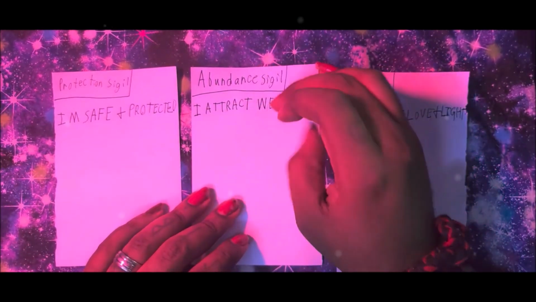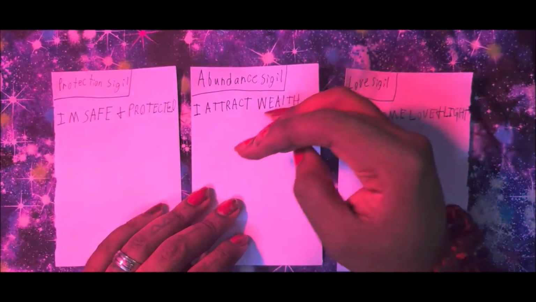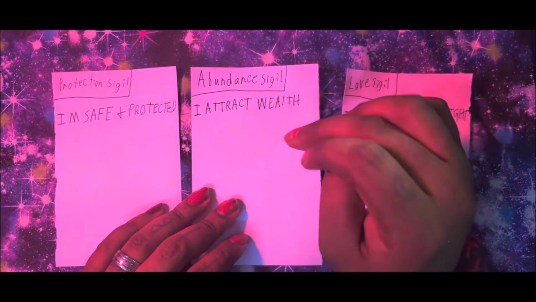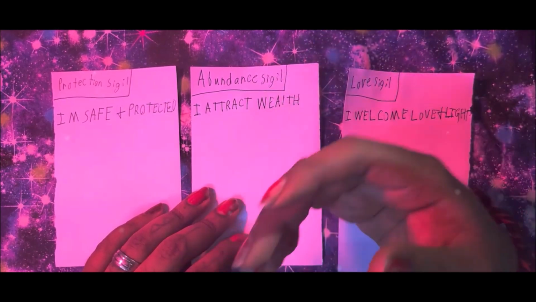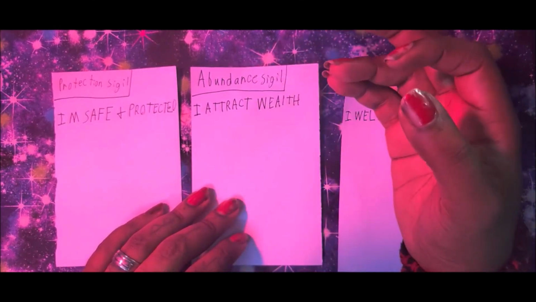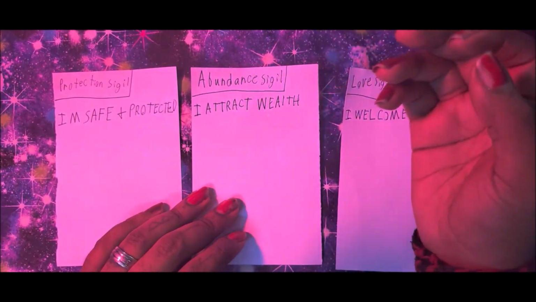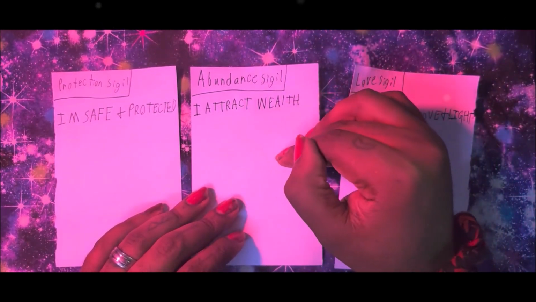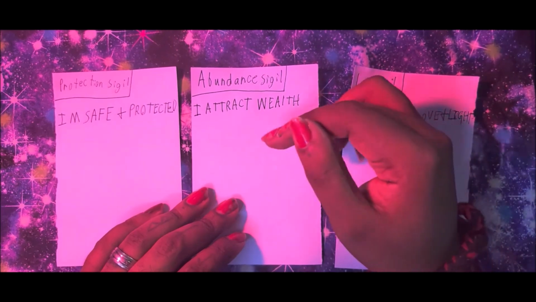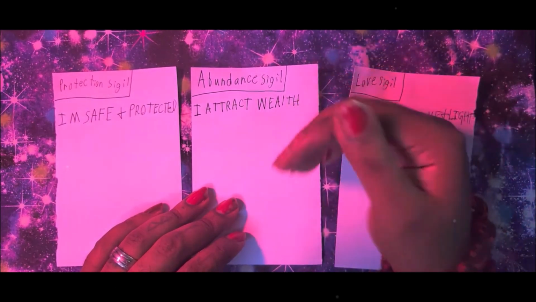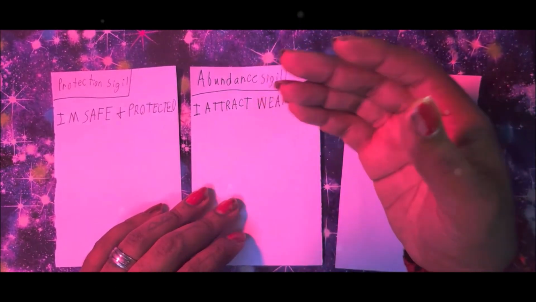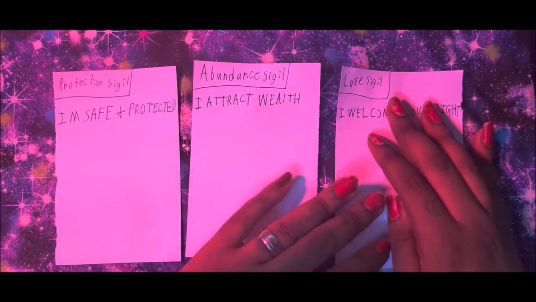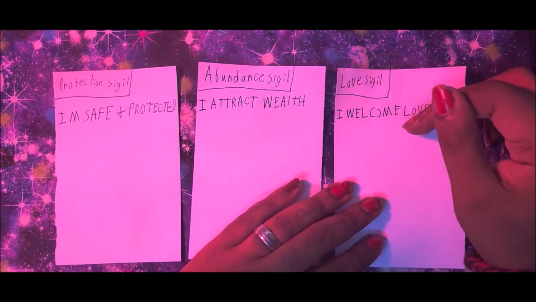Also, we have the abundance sigil. Now this is a good sigil if you want to attract any sort of wealth, attract any sort of money, whether it be from a job or a business or just new investments or just anything. This is a good sigil to work with for that. Also, this can be good to add to any sort of money spells to just attract that long-term wealth and long-term abundance. And this is the final one, a love sigil.